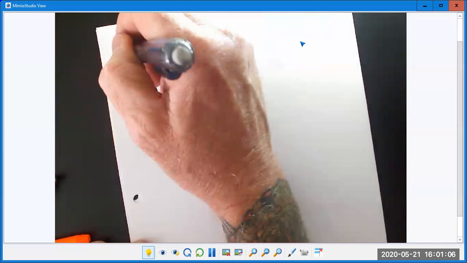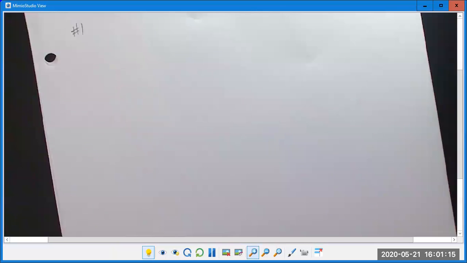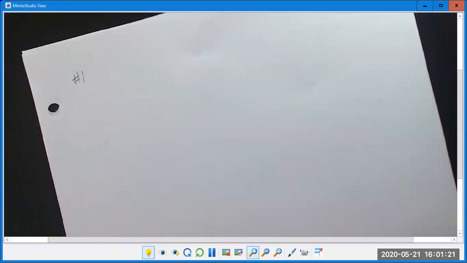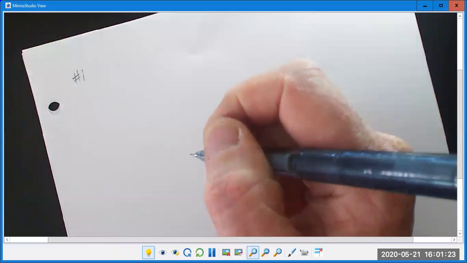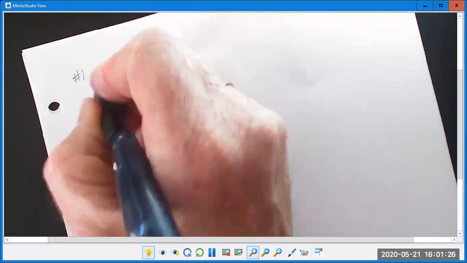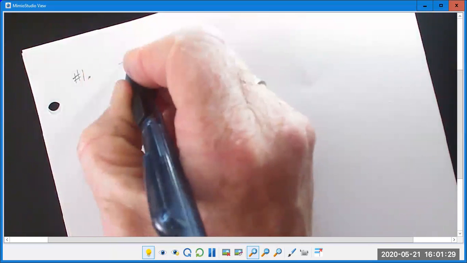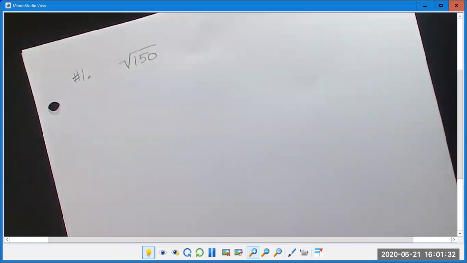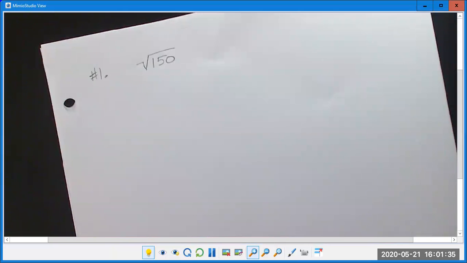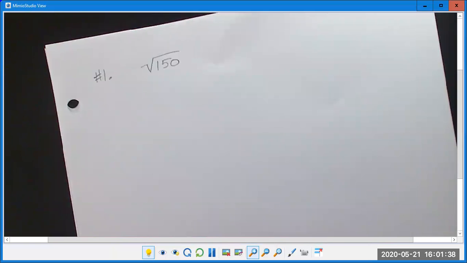So the first one, number 1, do I need to make that bigger? Let me see how that'll look. All right, let's go with it for a minute. Number 1, I have the square root, or radical, 150. We can say square root or we can say radical 150. Now, as Ms. Lovingood had told us, when we are dealing with these, we need to really make our factor trees. The most important thing to think about is how to get started.